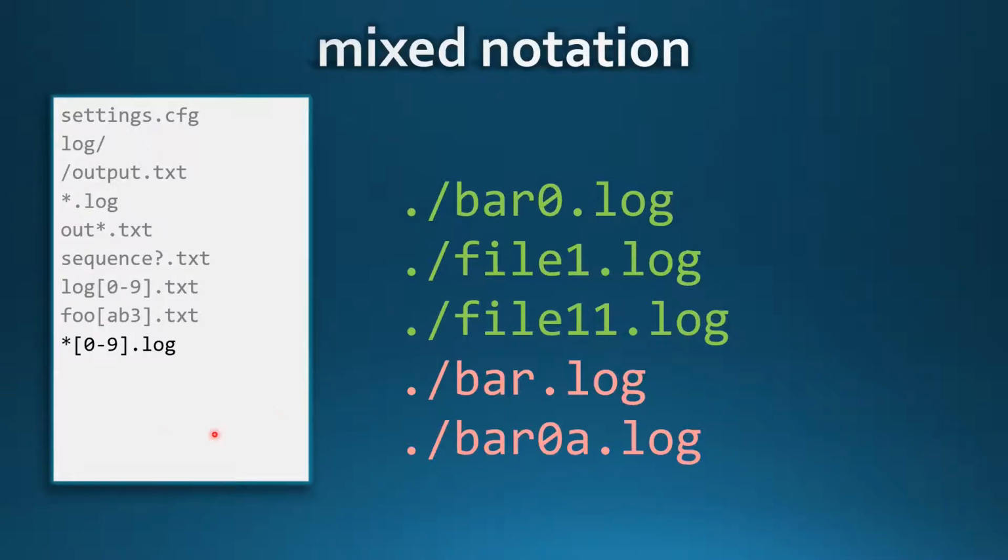Bar.log doesn't match because what this is saying is you must have a number before the dot character in order to match and get ignored. And that also doesn't apply to bar0a.log, because we have the correct bar0 matching, but there's something between the number and the dot. This is just to show that you can mix the notations all you want. You can have multiple asterisks, question marks and asterisks, etc.